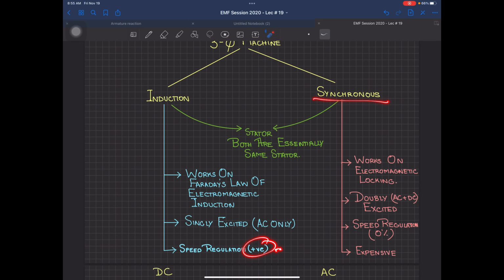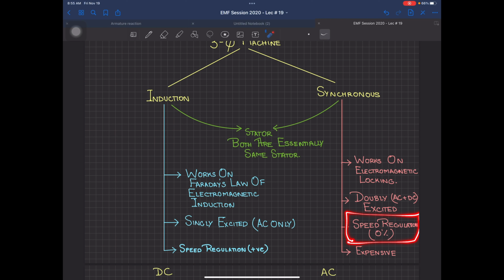But the synchronous machine is working on the principle of electromagnetic locking. What I mean by this, I'm not going to go into much detail because today is not about this. Electromagnetic locking means there is a north pole, there is a south pole. If the north pole moves, the south pole will also move with it. So the two poles are locked together. So when they are locked together, you are going to have almost zero speed regulation. So the speed regulation is zero.